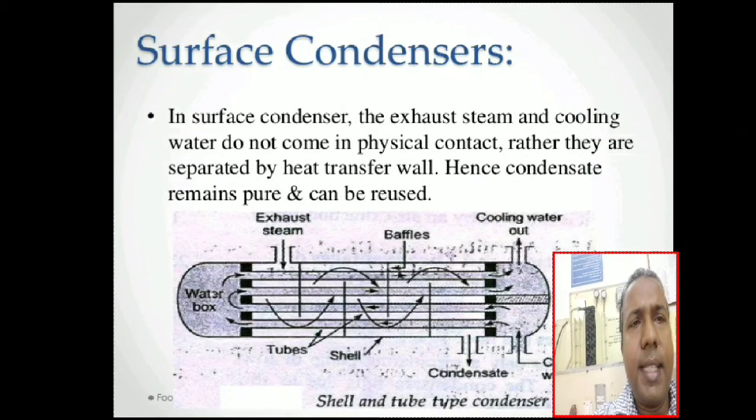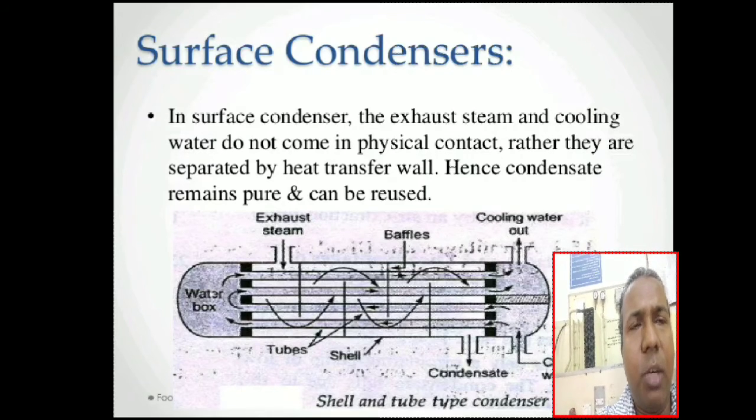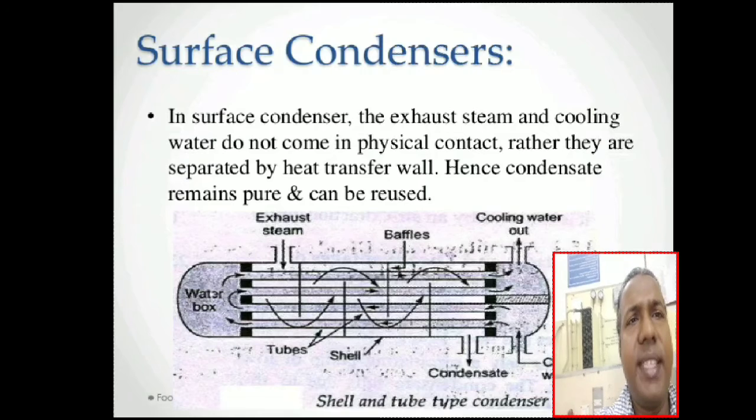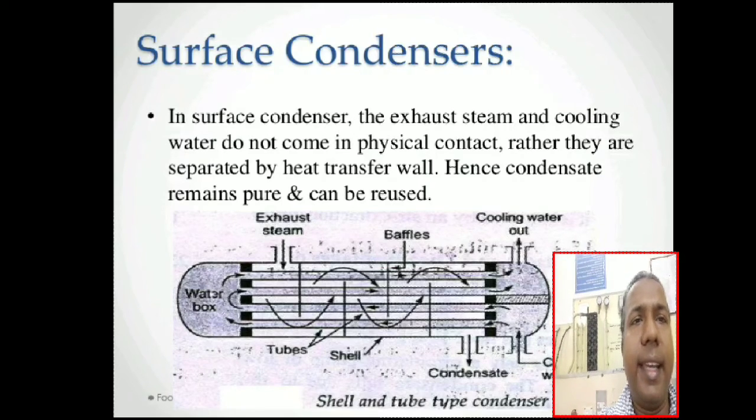Now let us see surface condenser. As we have seen in jet condenser, the steam from the turbine is directly mixed with the water present in the condenser. In surface condenser, there is no physical contact. So in surface condenser, the exhaust steam and cooling water do not come in physical contact. Rather, they are separated by a heat transfer wall. Hence, condensate remains pure and can be reused.